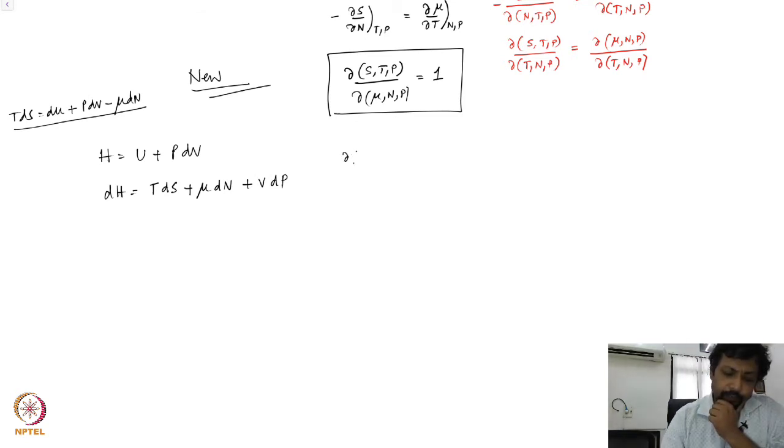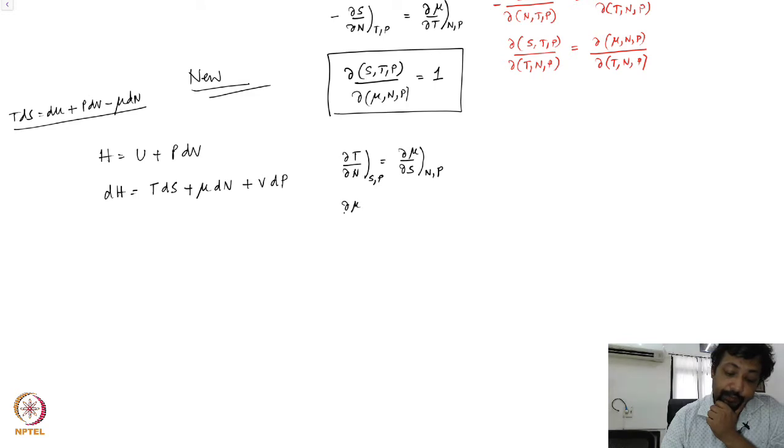It's a little bit of a laborious job, or rather boring and tedious job, but it's a good exercise that one should do at least once. So ∂T/∂N is equal to ∂μ/∂S. P is definitely held constant. Here S and P are held constant. Here N and P are held constant.